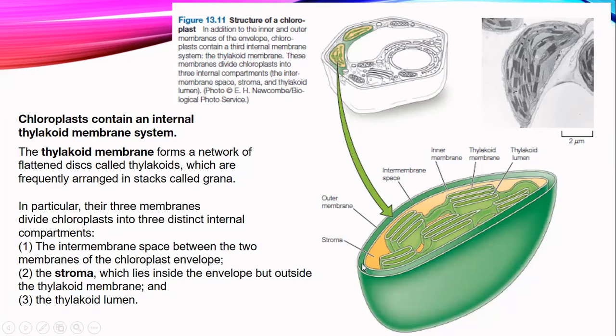Next, the stroma, which lies inside the envelope. So this is the stroma, the aqueous space, filled with the fluid, and the thylakoid lumen. So if we're going to cut the thylakoid, you will see the space in between the thylakoid. So that is the thylakoid lumen.